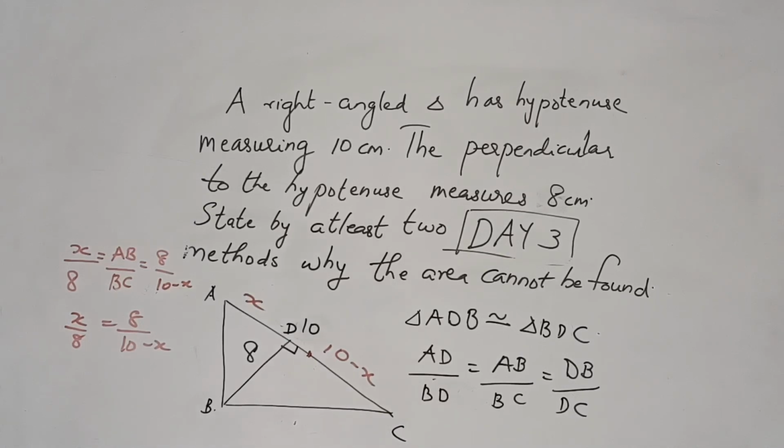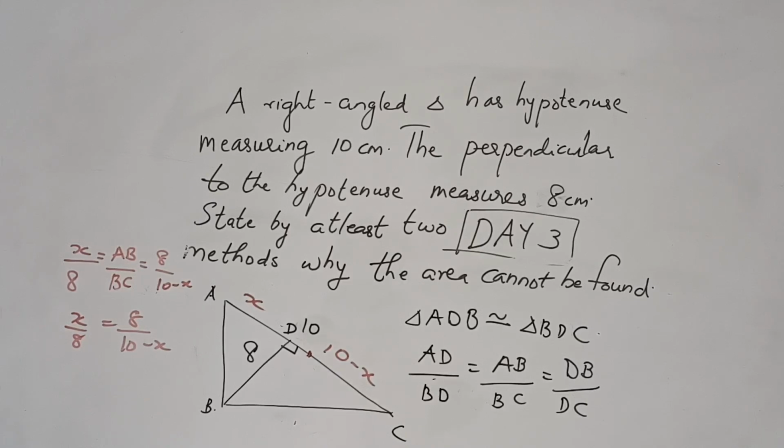I have written the ratios of the corresponding sides. AD by BD is equal to AB by BC is equal to DB by DC. And wherever possible, I have inserted the values. So you can see on the left hand side, x by 8 is equal to AB by BC. I do not know the measure of AB as well as BC, but I know the measure of DB and DC, that is equal to 8 by 10 minus x. I get a similarity where x by 8 is equal to 8 by 10 minus x.